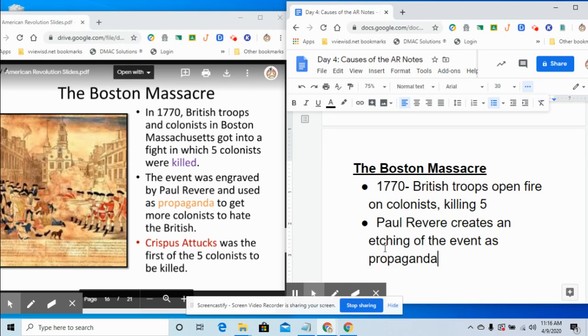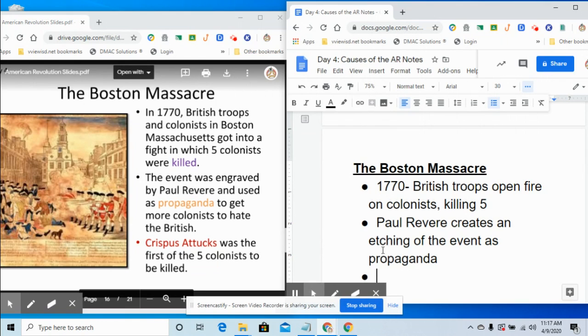We know that Paul Revere, if you didn't know, was part of the Sons of Liberty. So we know that he's not creating this etching to be in favor of the British crown. He's doing it to rile up the colonists so that way they can go ahead and declare their independence.